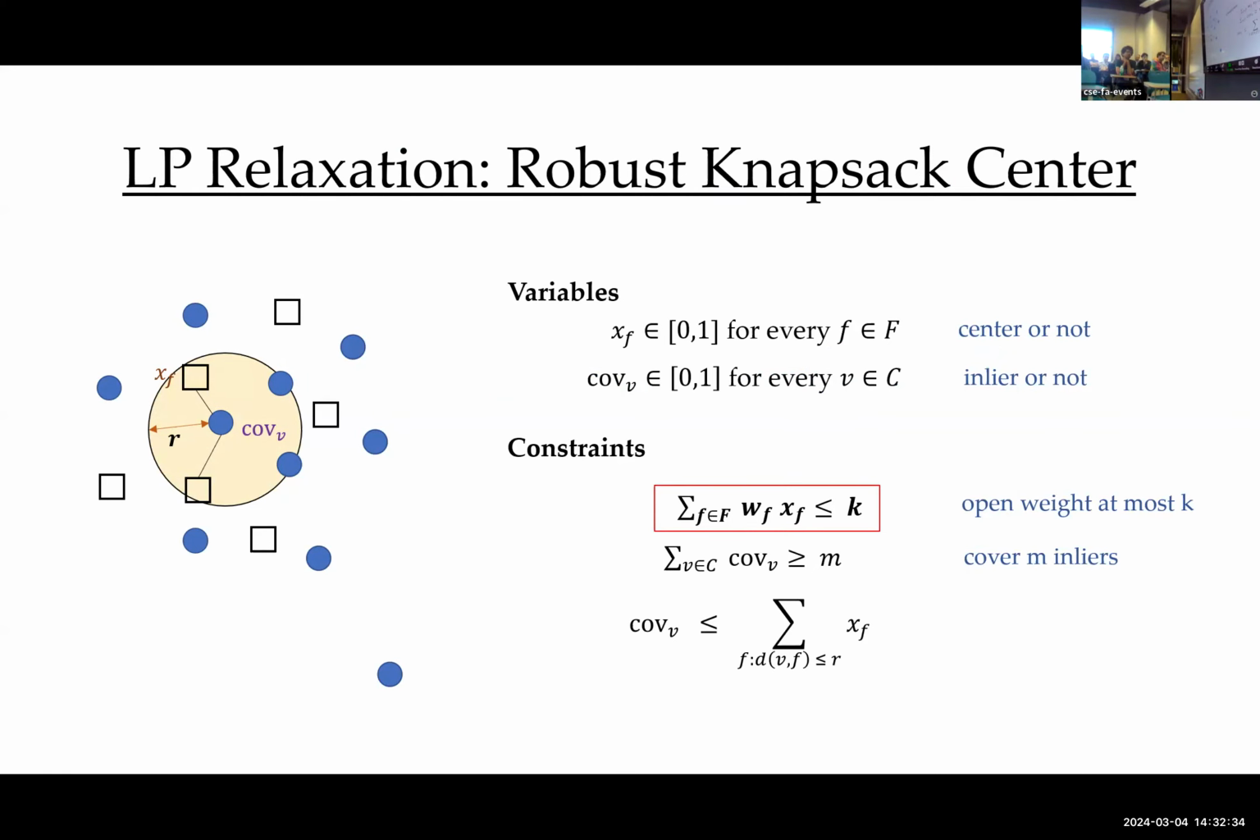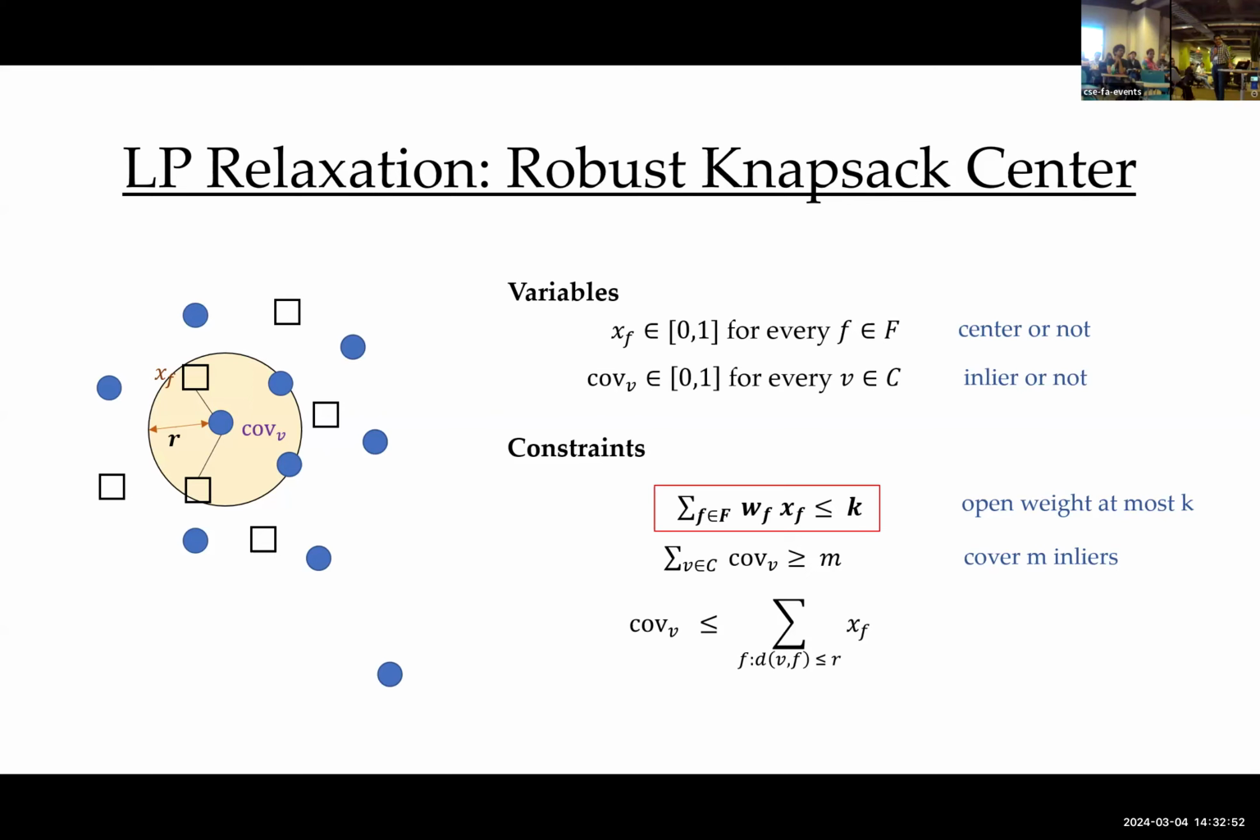So what happens when I have weights now on centers? Well, I can write the same LP. The only difference for the natural LP is that instead of the number of open centers being at most K, I have the weighted sum of open centers being at most K. That's the natural LP I start with. And this is going to be bad.